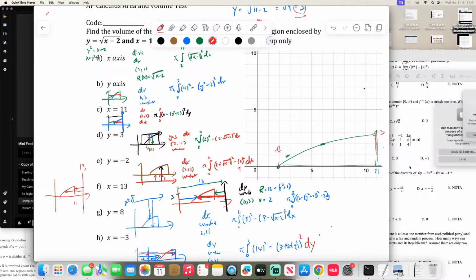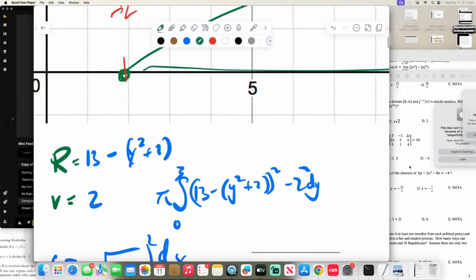Okay, so how do I get 13? 13 is the black minus the green to get the outer red. So the whole thing is 13 minus the green to get the outer red. Therefore it's 13 minus y squared plus 2, in parentheses. Make sure you have parentheses so you can distribute that, and square, minus 2 squared. So the answer is going to be right here. It's not 11, it's 13 because it's all the way to 13.